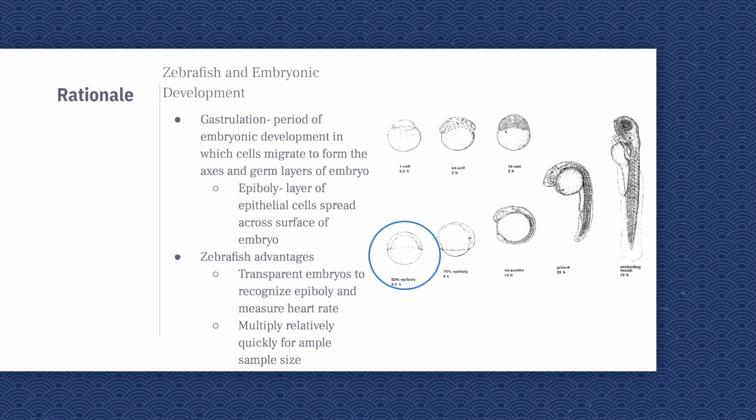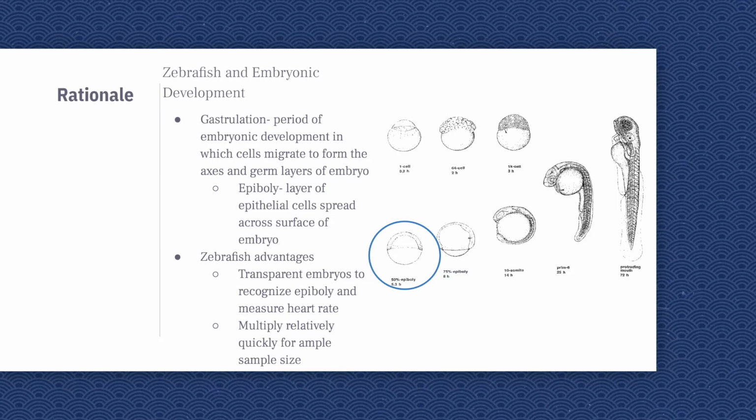The embryonic development of zebrafish has many different stages, including the cleavage stage, the blastula stage, gastrulation, organogenesis, and hatching. This experiment mainly focuses on an important stage in gastrulation called epiboly. Gastrulation is a period of embryonic development in which cells migrate to form the major axes and germ layers of the embryo. Epiboly is when a layer of epithelial cells spread across the surface of the blastula, or mass of cells of the embryo. Since zebrafish embryos are transparent, epiboly is notable on the embryo when viewed under a microscope.